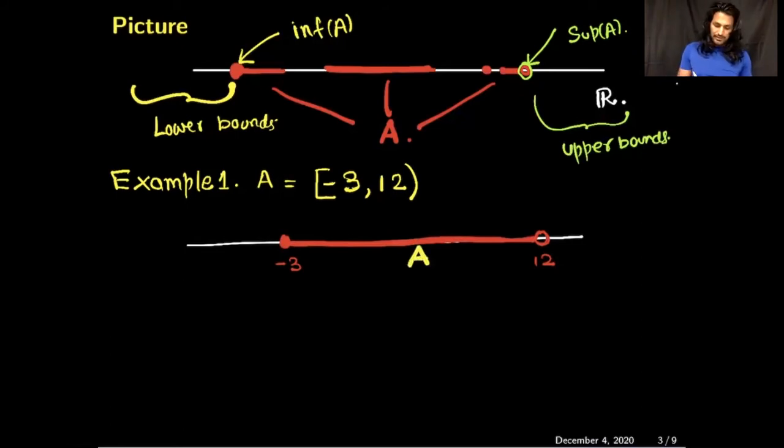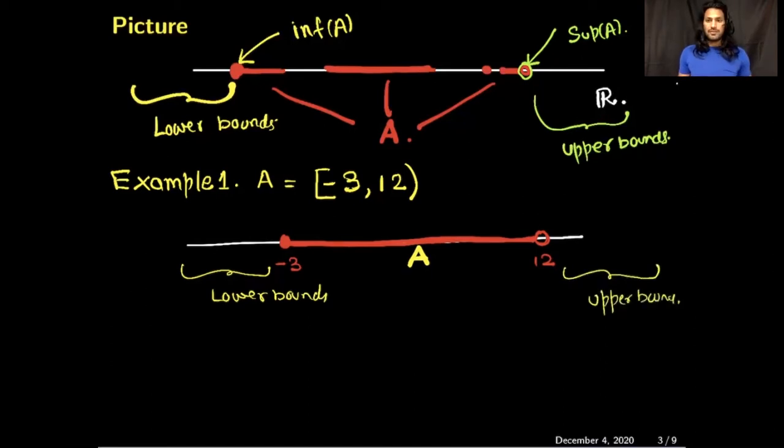Now, as I can see, all the lower bounds of my set are here and all the upper bounds of my set live here. All the upper bounds of the set live on the right hand side of the set and all the lower bounds of my set live on the left hand side of the set. So as you can see, now I can write down the infimum of the set.